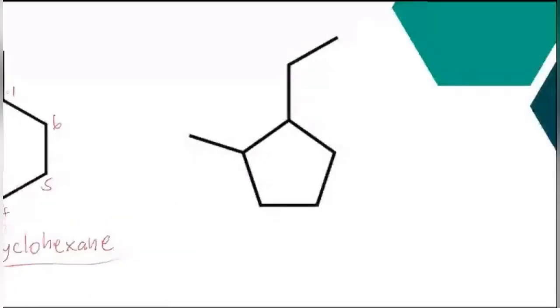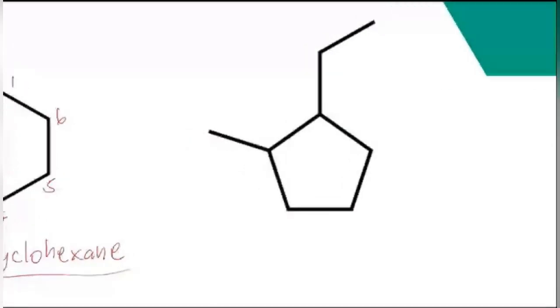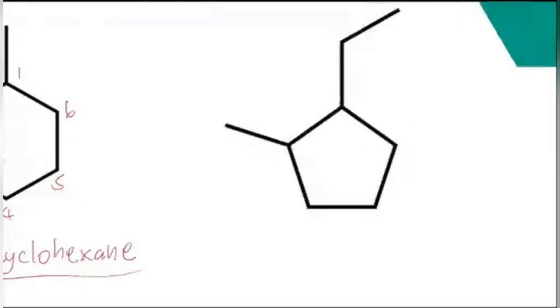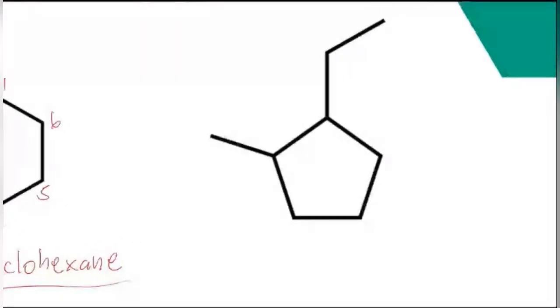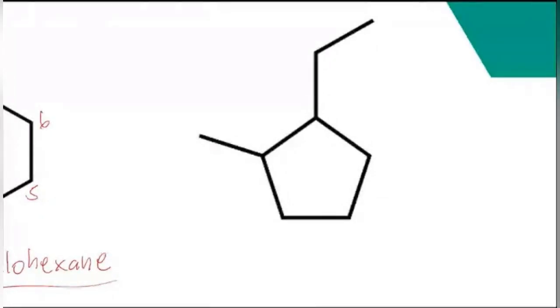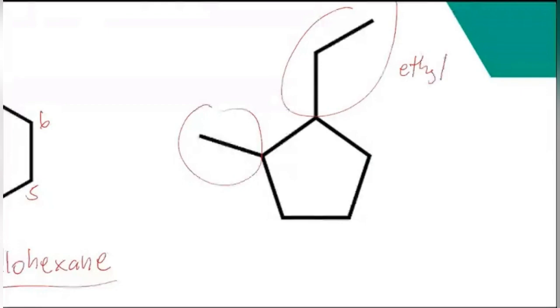Another example here: we have a ring with 5 carbons. So you count the carbons, there will be 5. Then for this case, since the groups are not the same, we have ethyl and methyl. The priority will be the starting letter, or you should arrange them in alphabetical order. So ethyl will go first. So we will start at the carbon attached to ethyl.